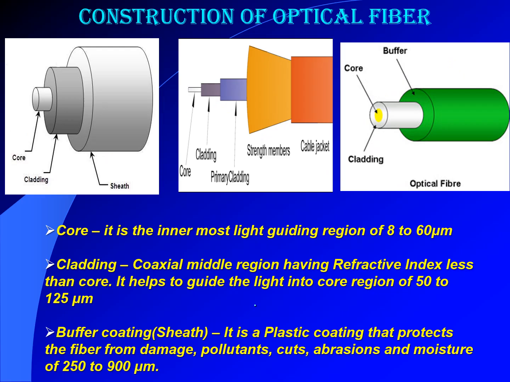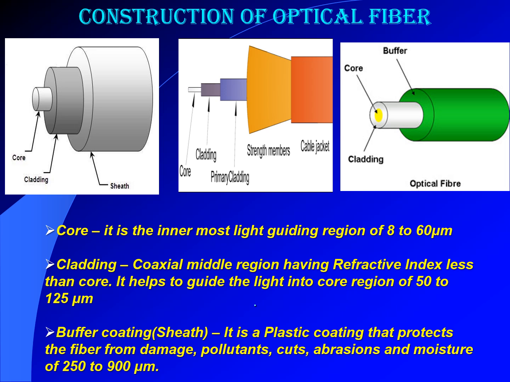Then we'll see the structure of optical fiber, how it is made up. There are three main regions in an optical fiber. Core is the innermost light guiding region. It is 8 to 60 micrometer in diameter. Then cladding, that is the coaxial middle region having refractive index less than core. It helps to guide the light into the core region, of 50 to 125 micrometer.